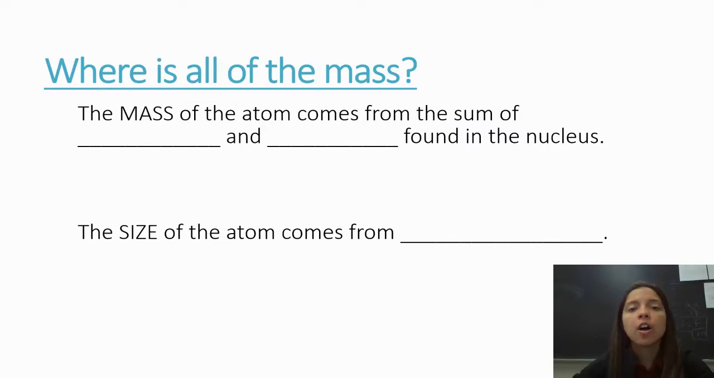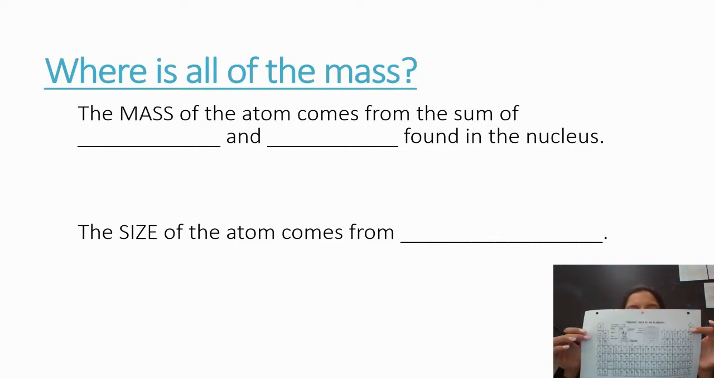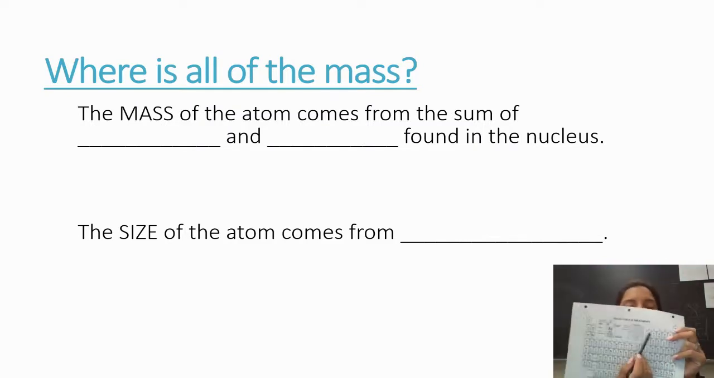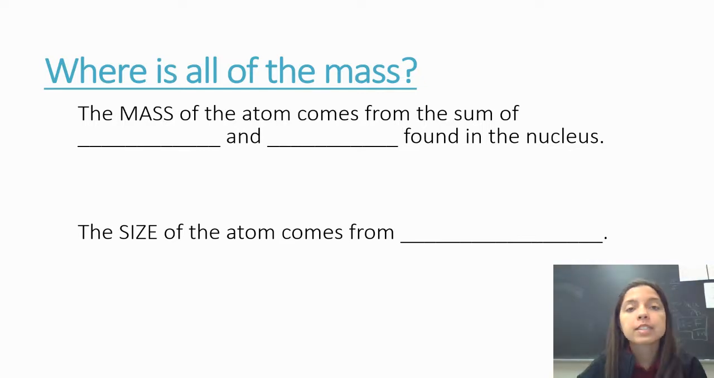Okay, so where is all the mass? So when you see the periodic table, which when you come in person, or if you're an e-learner and want to pick up a copy, let me know and I'll have them ready for you in the front office. But you can also access periodic tables online. So this is a periodic table. At the bottom, right here, you have the mass. Where does all that mass come from?